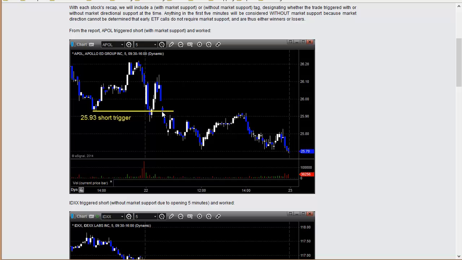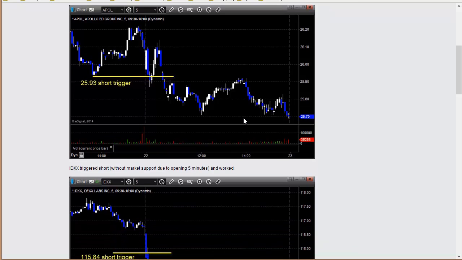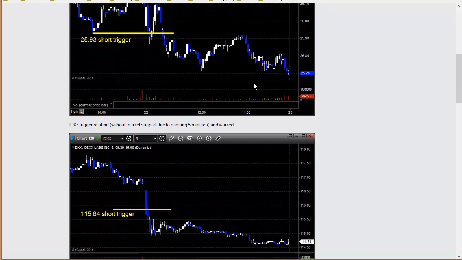You can see that the yellow line was our short trigger. You can see where it triggered. It did not hold a move back up over 20 cents from that 25.93, ultimately went down. So we were looking on the short side because the market was heading lower, as we saw.